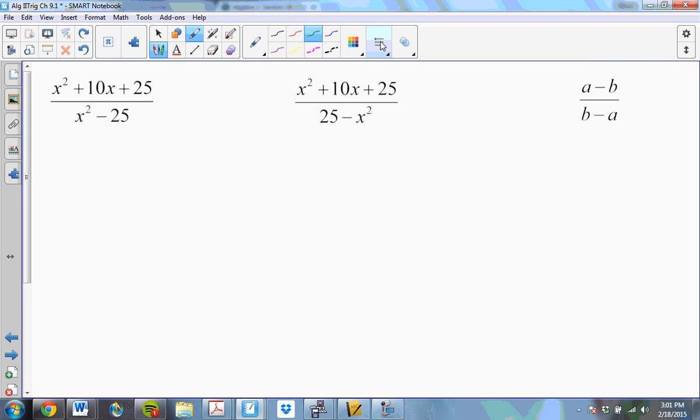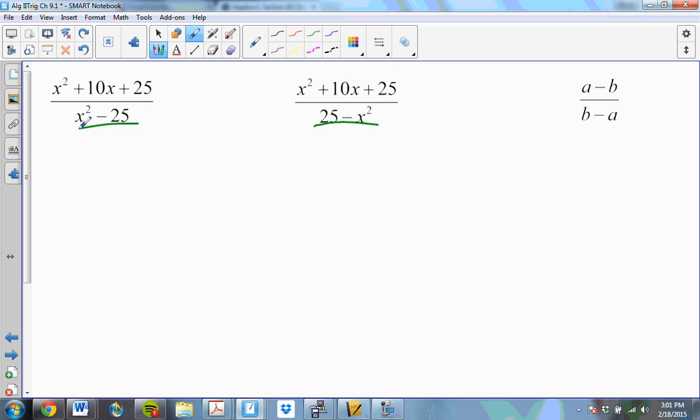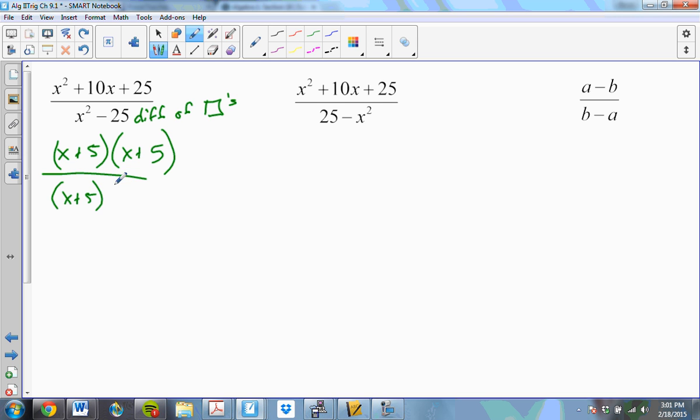And this is basically the same problem twice. If you look at these first two, I just switched to 25 minus x squared. So I want to show what a difference that makes. I'm going to factor the top, x plus 5 times x plus 5. You have to be aware of difference of squares on the bottom. Since x squared and 25 are both perfect squares, this factors into this. And now, those cancel. So I get x plus 5 over x minus 5, which means that x cannot be 5.